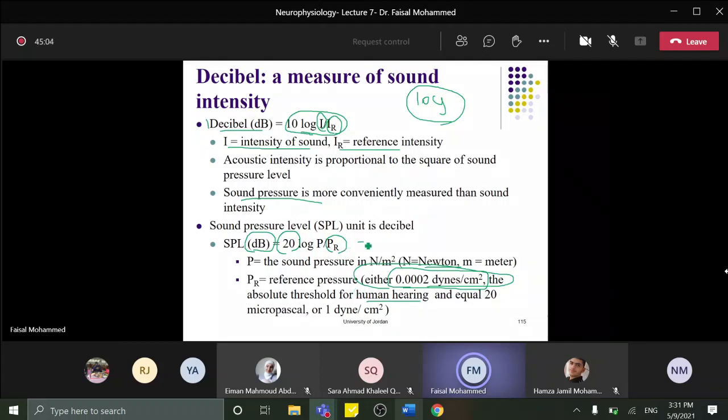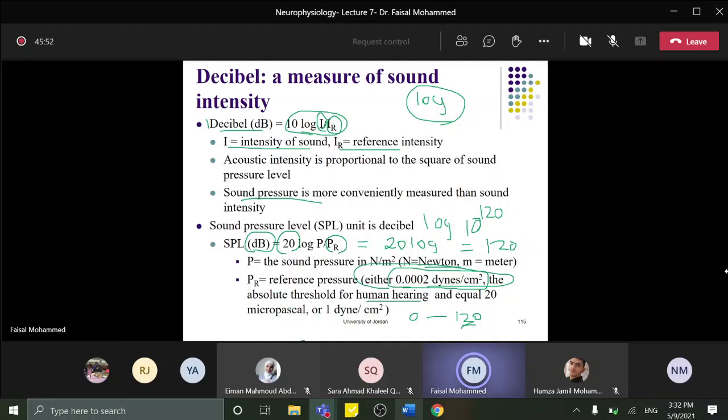Okay, so if you want to calculate the decibel, you multiply by 20 the logarithm of the pressure over the reference pressure, then you can calculate how many decibels. The ear can hear between 0 decibel to 120 decibel. Imagine 120 decibel, what will it be? It will be 10 to the power 120. Because the logarithm of 10 to the power 120 equals 120. So imagine how much the range of hearing is for the ear, from 0 to 120.